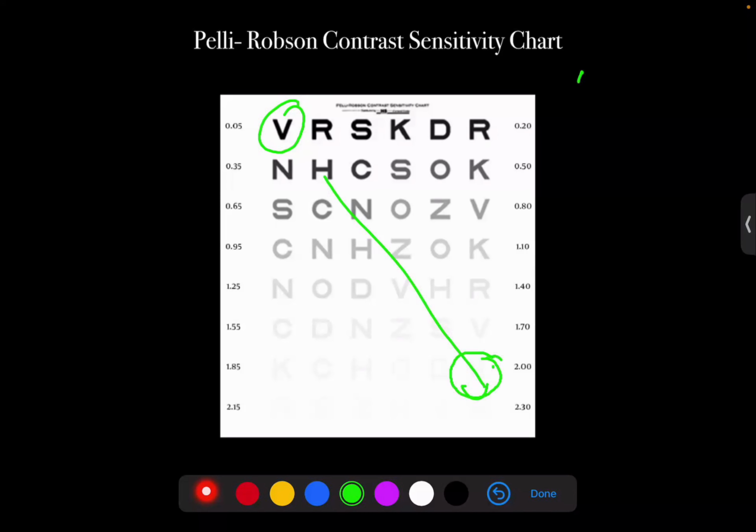So this is another chart that is used in research work in eye. It's called the Pelli-Robson contrast sensitivity chart. So we say that here you have high contrast and here you have low contrast.